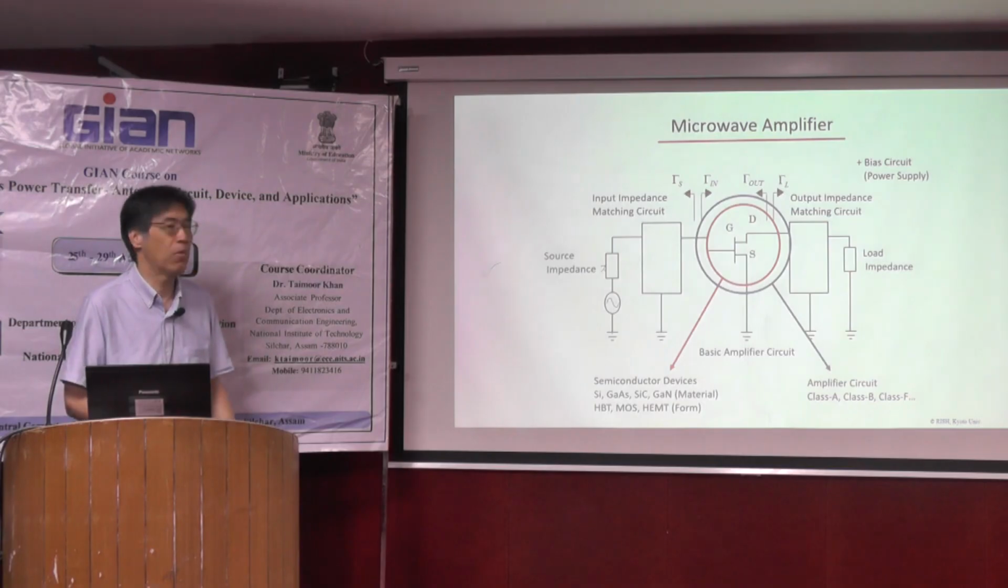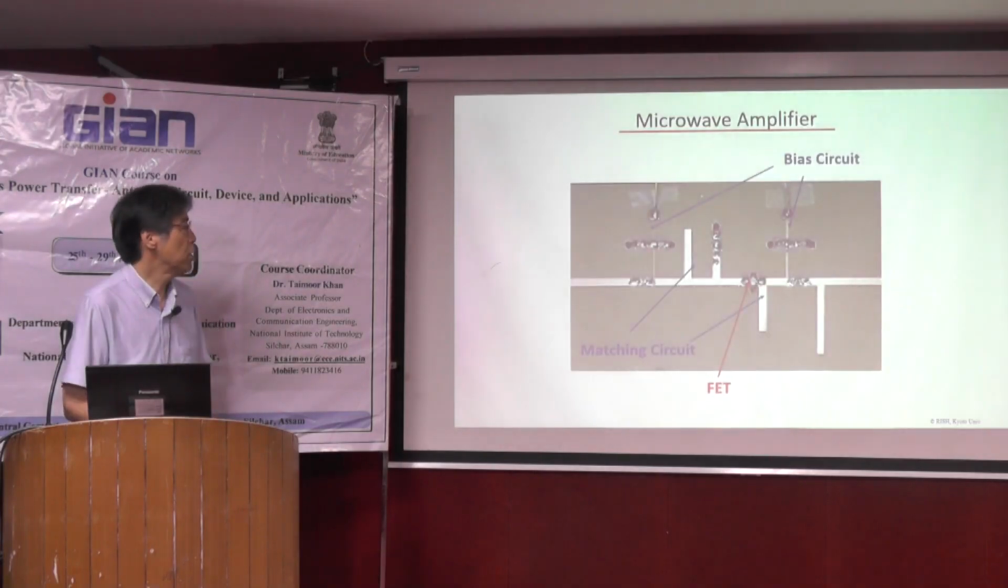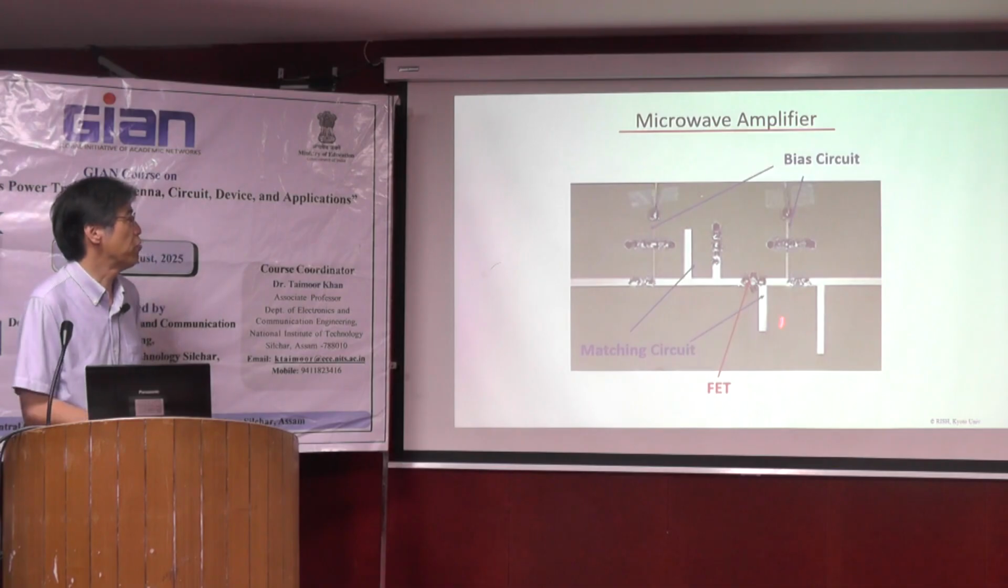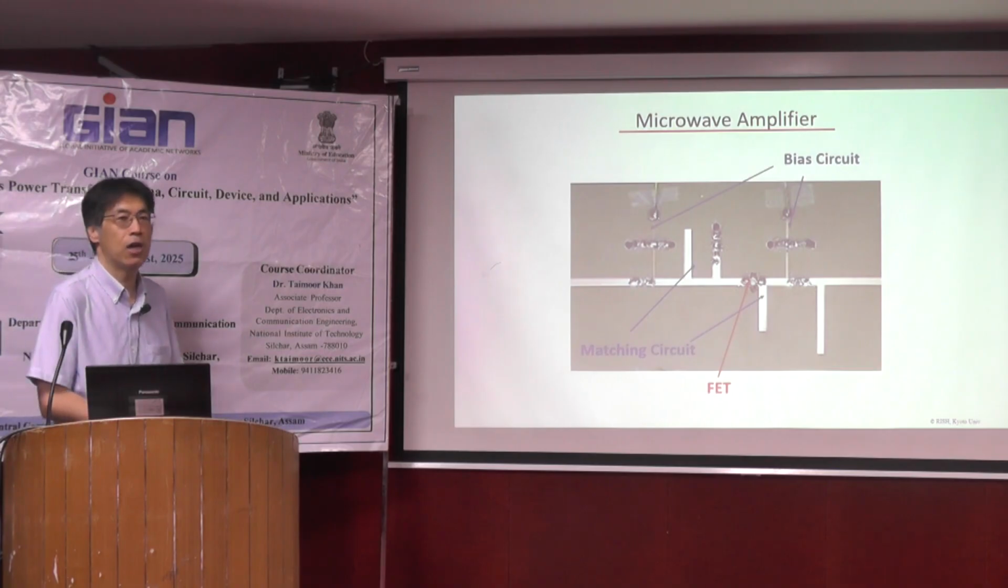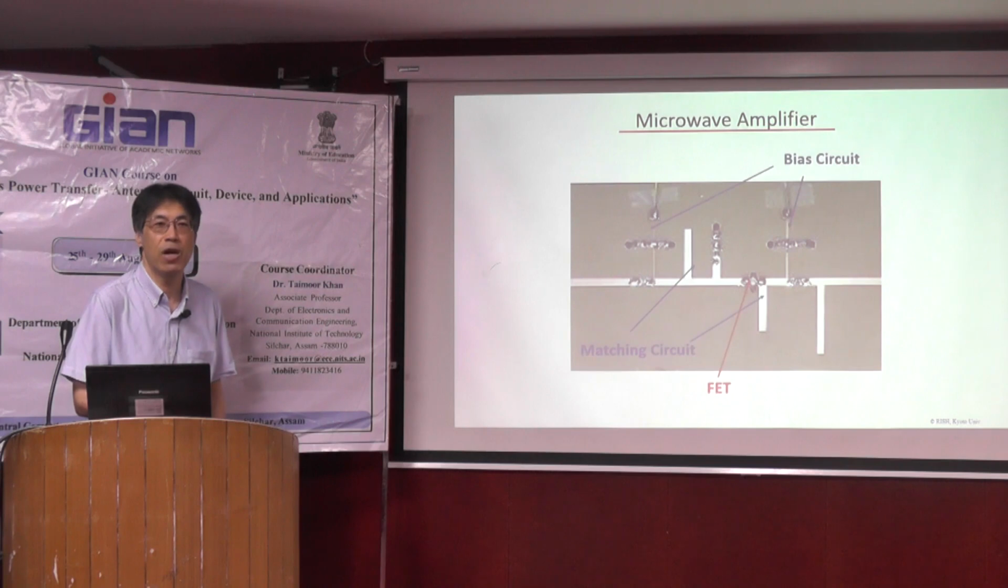So we have two stages: find a good semiconductor and design a good amplifier. And this is a very simple, real developed microwave amplifier by my student. Here you can see we put FET in this case. And here you can see the matching circuit and additionally bias circuit here. And it's enough to develop the microwave amplifier for the wireless communication system.